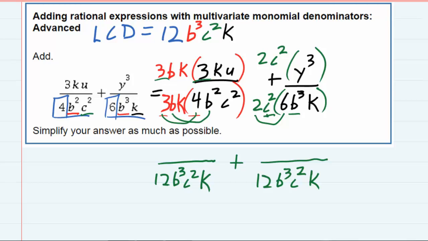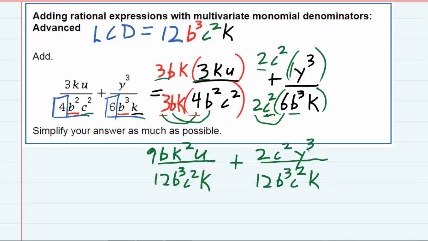I just need to see what happened to the tops. Well, 3 times 3 in the first one gives me a 9. There's only one b, so I'll just write that down. There is a k times k, which is k squared, and there's also that u there. So we just multiplied those and combined where we could. For the second term, there is a 2 times a 1 for the coefficients, so that would be 2. There's a c squared, and there is a y to the third.